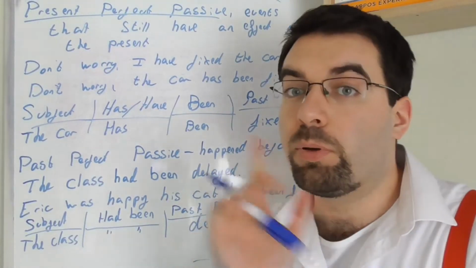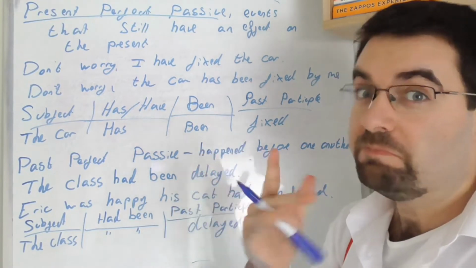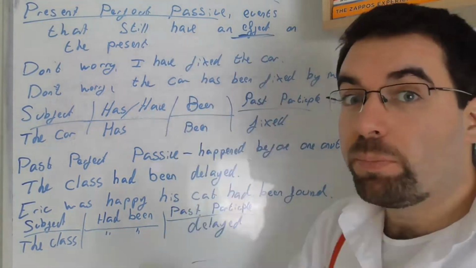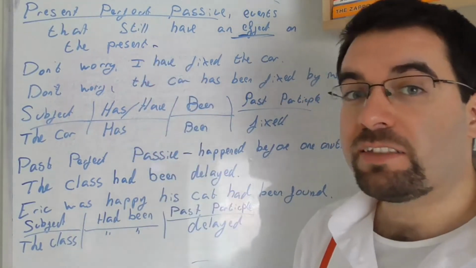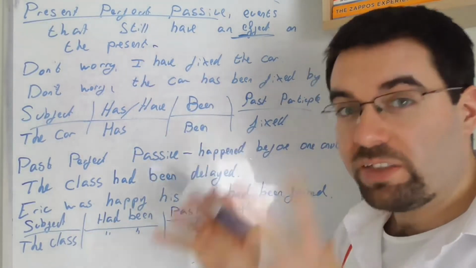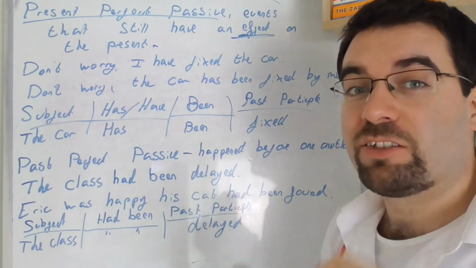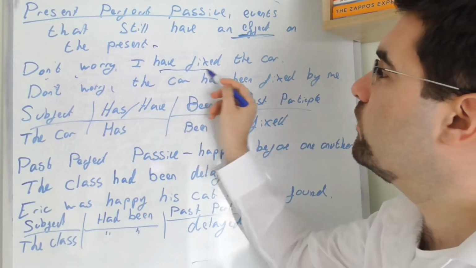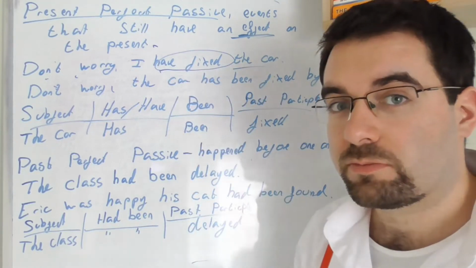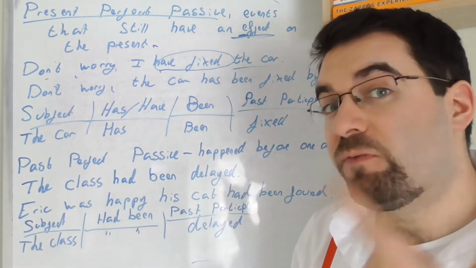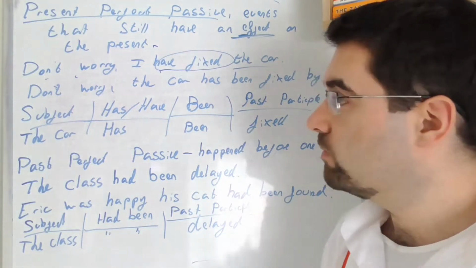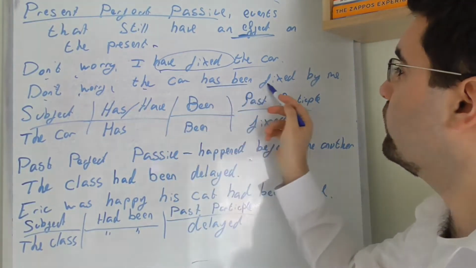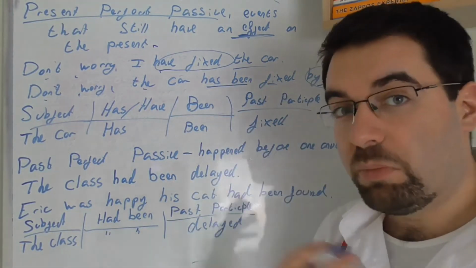Also, let's look at the present perfect passive. Events that still have an effect on the present. Things that happened ages ago but have an effect on the present. So, don't worry, I have fixed the car. The car is fine, it's been fixed. I have fixed it. Otherwise, you say, don't worry, the car has been fixed by me.